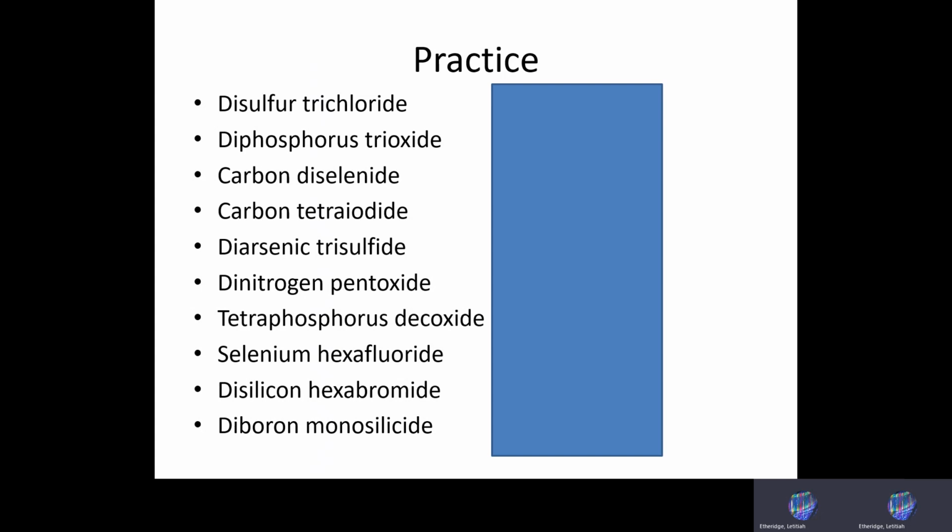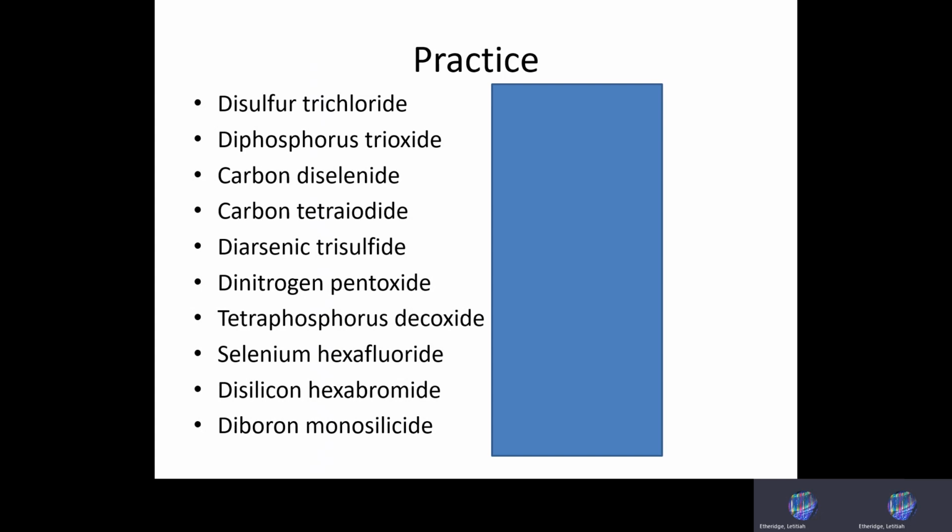The next one is carbon diselenide. Okay, carbon is all by its lonesome because there is no prefix. That means that it's just C. Selenide, that is selenium. It says it's di, so that means we have 2 of them. The answer is CSe2.